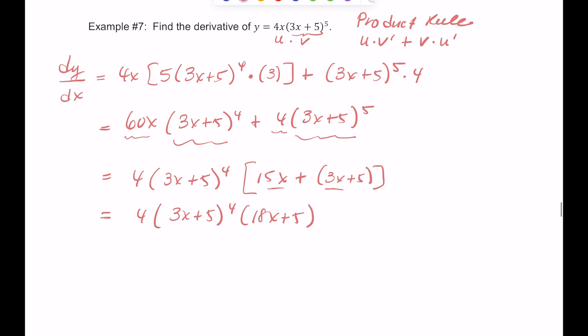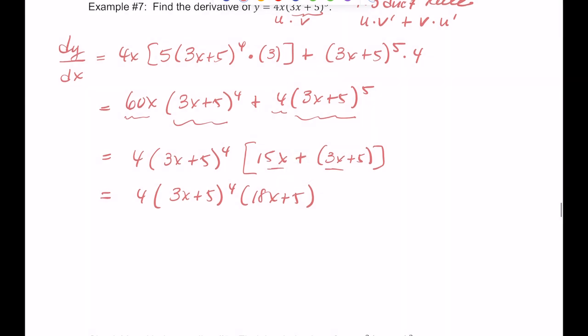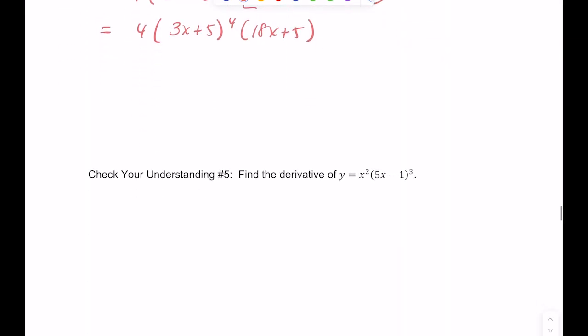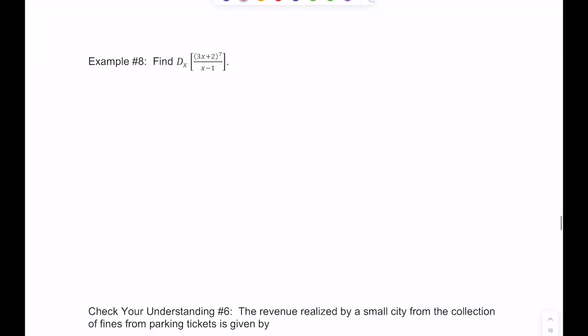Okay, and you can try the next one, which uses the product rule and the chain rule as well. And then you can unpause the video when you're ready to do the last problem. Okay, so here's one more example, and then I'll leave the last problem, which is a revenue problem, for you to try on your own.